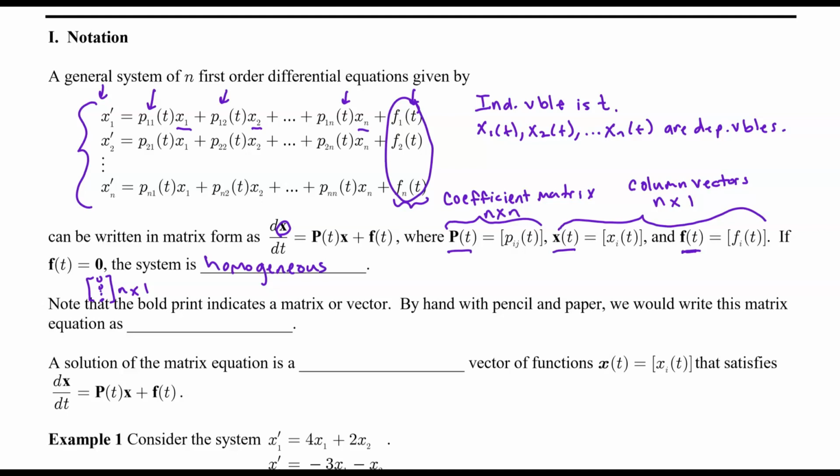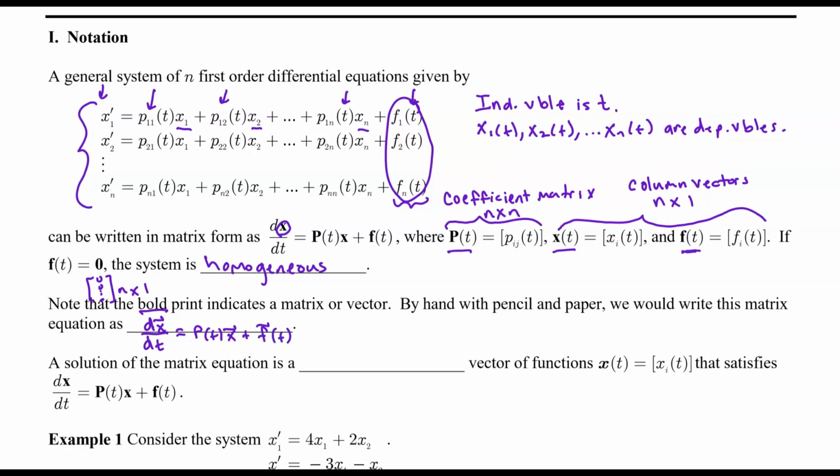Let's understand that the bold print indicates either a matrix or vector. By hand with pencil and paper, we're going to use a vector hat on each one of those. So by hand, we would write this as dx with a vector hat over dt equals P(t) times x with a vector hat plus f(t).